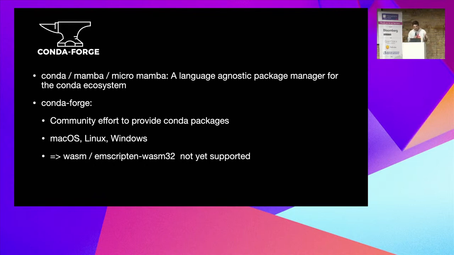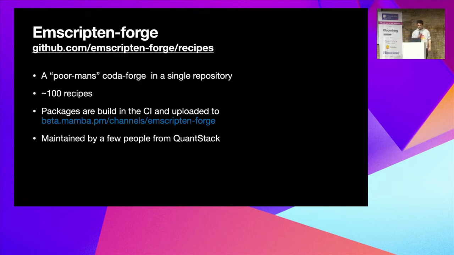Unfortunately, WASM, or Emscripten WASM 32 specifically, is not yet supported, and this is where we started our work with Emscripten-Forge. This is our GitHub repository, and Emscripten-Forge is kind of a poor man's conda-forge in a single repository, where at the moment we maintain 100 recipes, which we compile to WebAssembly. All the packages are built in the CI with GitHub Actions, and then uploaded to our package server, where we just add a new channel, the Emscripten-Forge channel. At the moment, this is maintained by a few people from Constack. Initially, this project was, by the way, also started with Wolf.